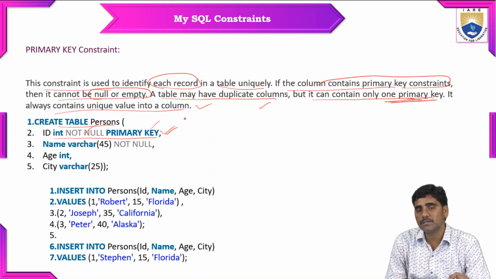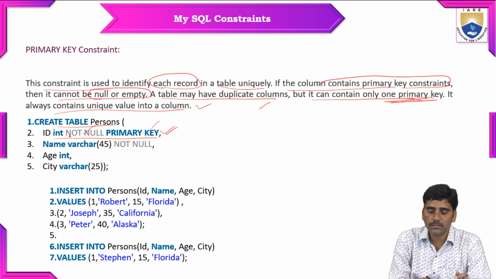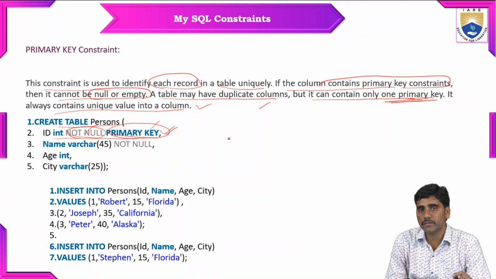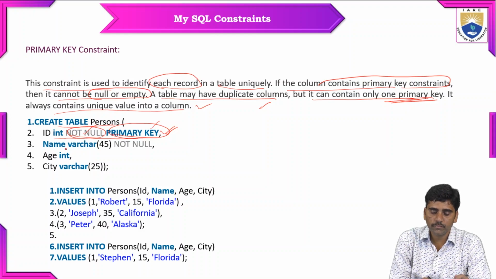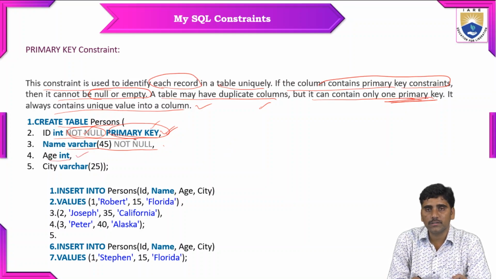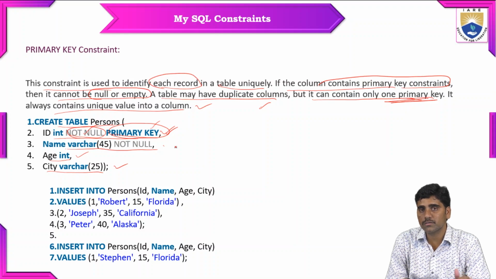So id int not null primary key indicates that the id has at least one value, and that value must be unique. And the second one, name varchar not null. And age int, so age is also an integer data type. And the next, city varchar of 25, so city is also a varchar data type.